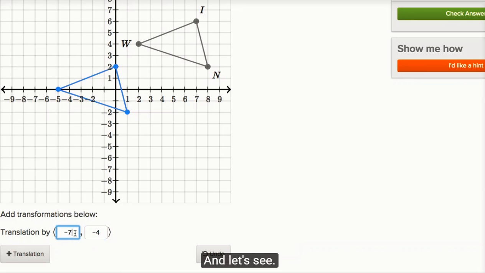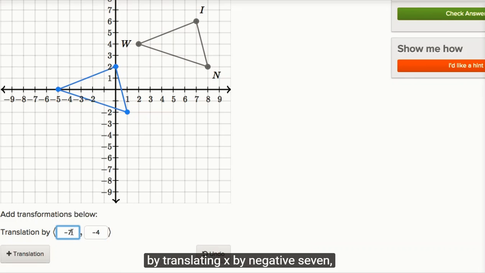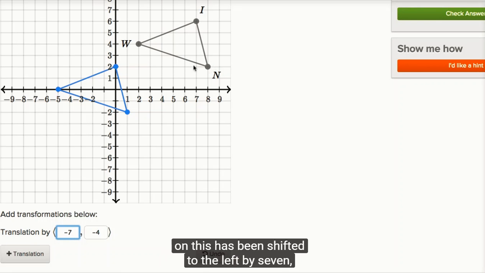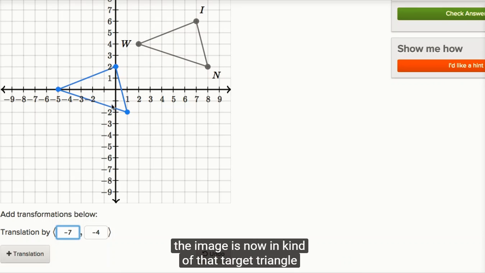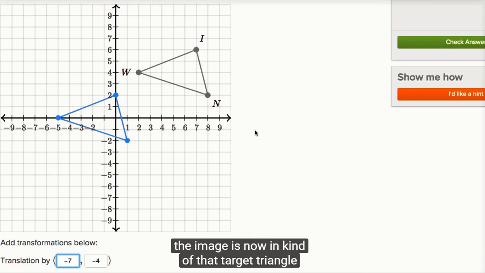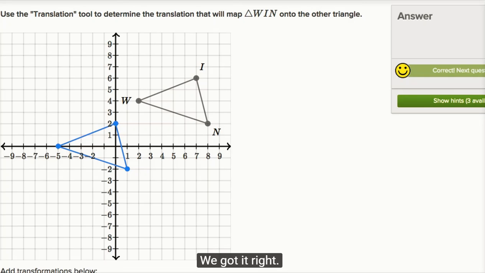And let's see what happens. And it looks like I was able to successfully translate it by translating x by -7. Every point on this has been shifted to the left by 7 and has been shifted down by 4. And I was able to get onto this triangle. Through the translation, the image is now in that target triangle that they asked me to translate to. We got it right.